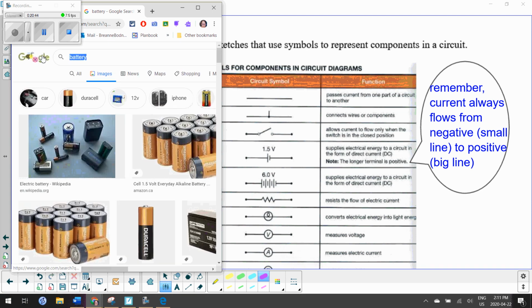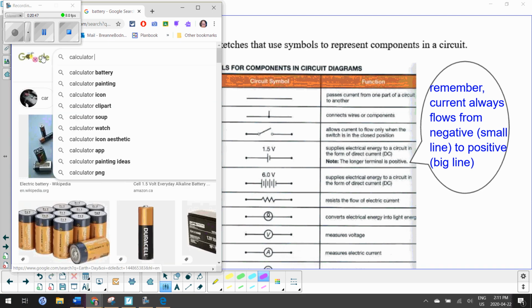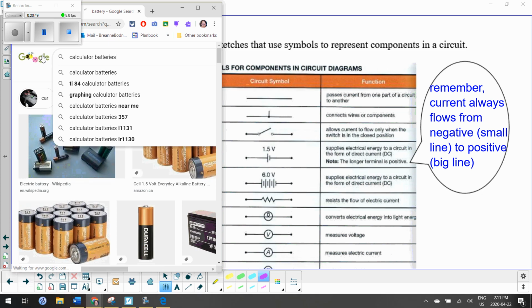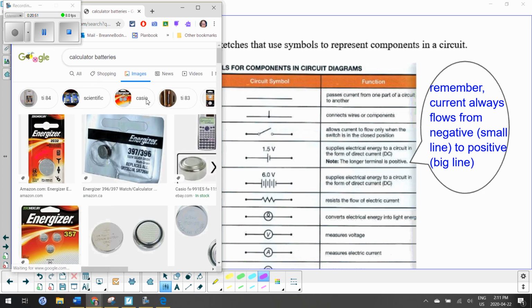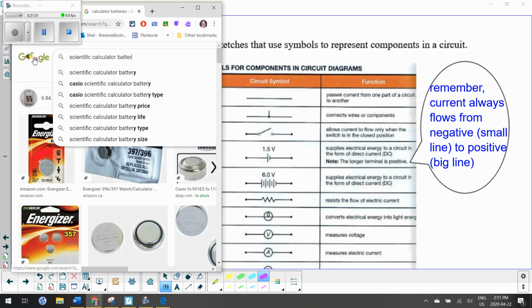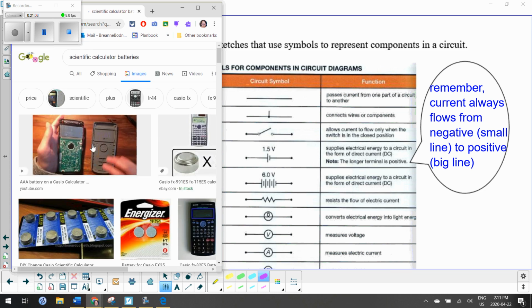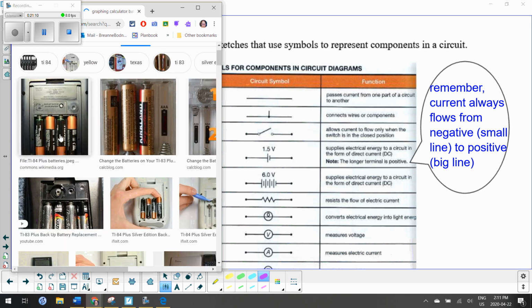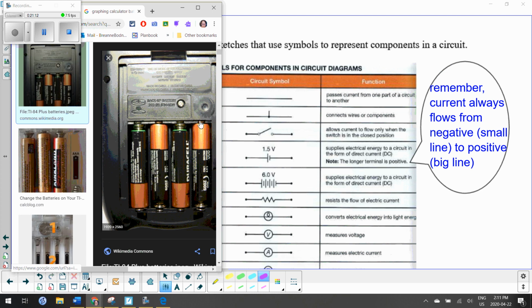I wonder if it'll pop up with some pictures. Scientific calculator. Maybe graphing. Here you go. Perfect.